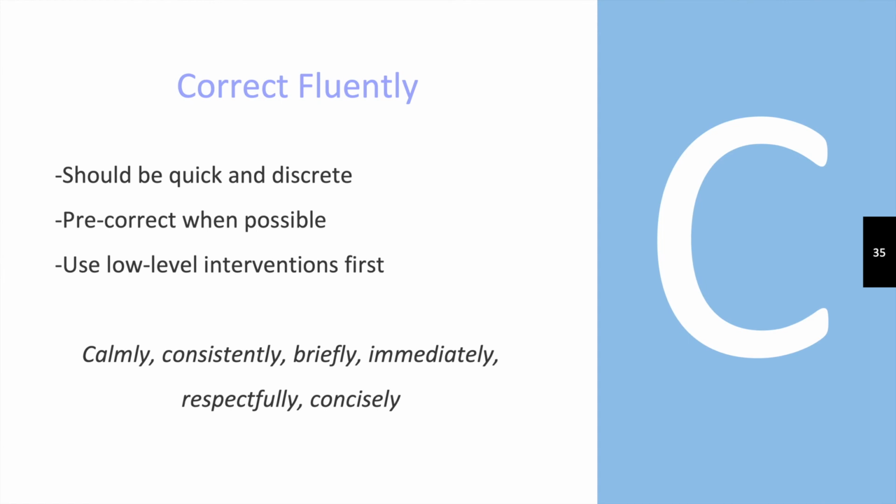Correct fluently. React to misbehavior calmly, consistently, briefly, immediately, respectfully, and concisely. Use clear and simple language for common corrections. Phrase them positively as do statements, not don't statements. Be as brief as possible. Students should know exactly what is being asked of them when the statement is made.